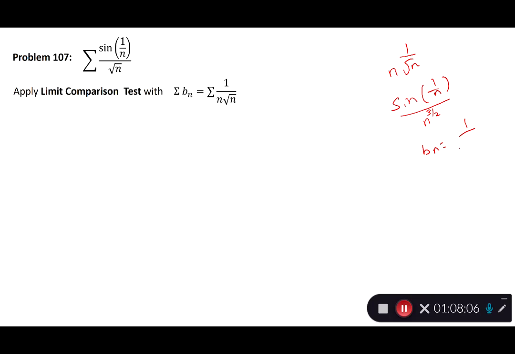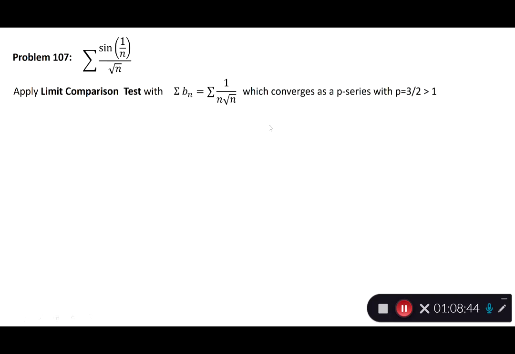be sure to multiply this n to the 3 halves with another n. So choose this as your b sub n times n to the 3 halves. Why? You will see why we should do that in just a second. By the way, what happens? Does this series converge? Sigma 1 over n square root of n? Yes, it does, because we can write this as n to the 3 halves. So 1 over n to the 3 halves is a p series with p equals 3 halves, greater than 1.